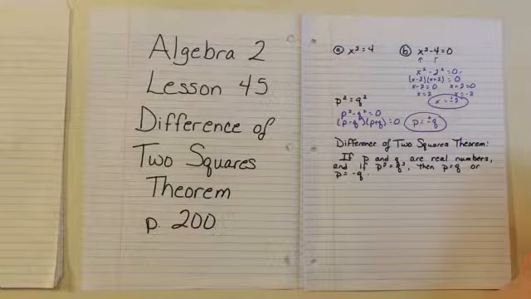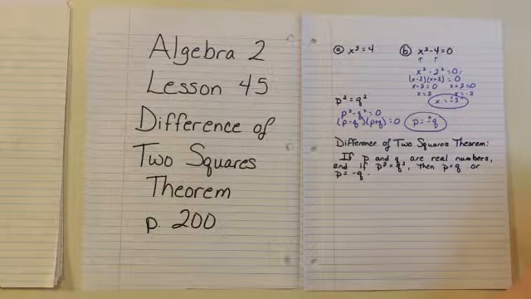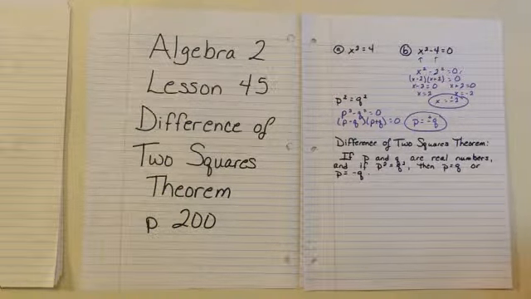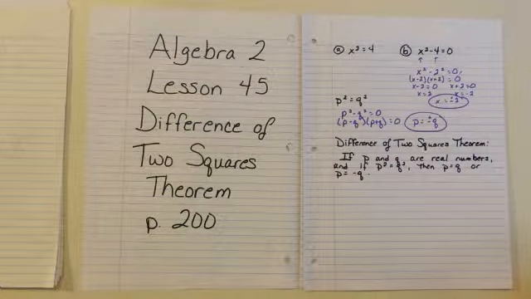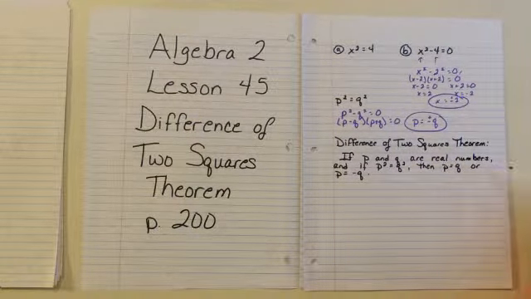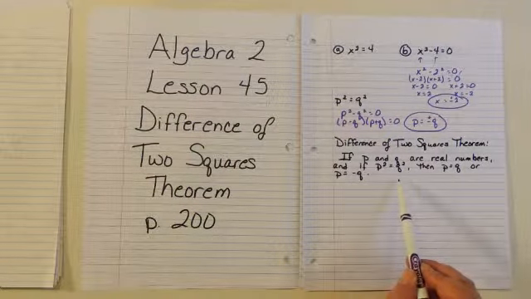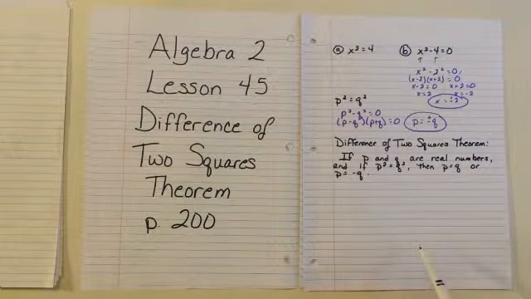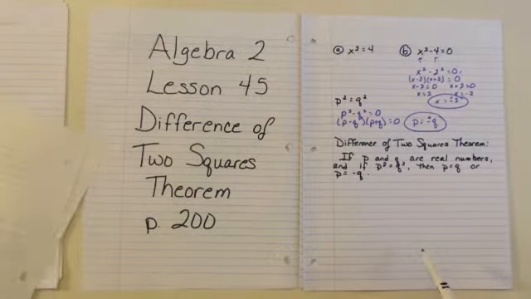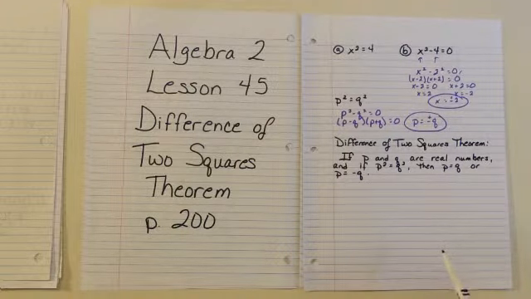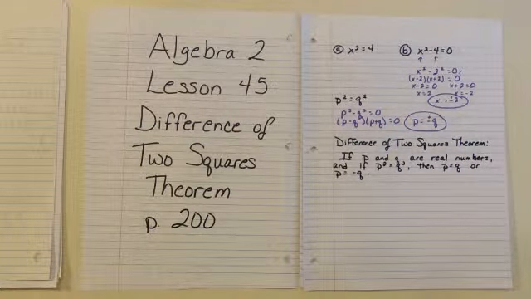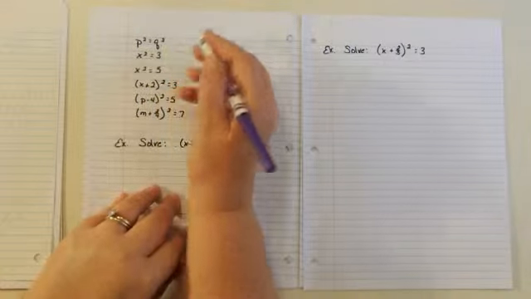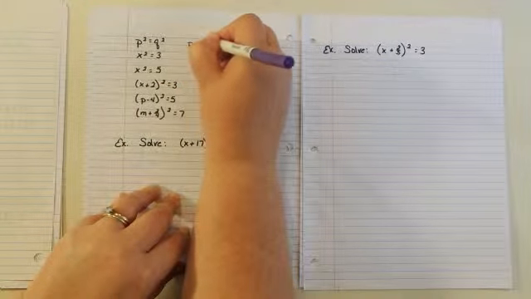When we do these problems, we are always going to get two solutions. One is going to be positive and one is going to be negative. Formally stated, the difference of two squares theorem states that if p and q are real numbers, and if p squared equals q squared, then p equals q, or p equals negative q. This theorem gives us quick solutions to problems in which a squared variable is equal to a constant. So if p squared equals q squared, then p has to equal plus or minus q.